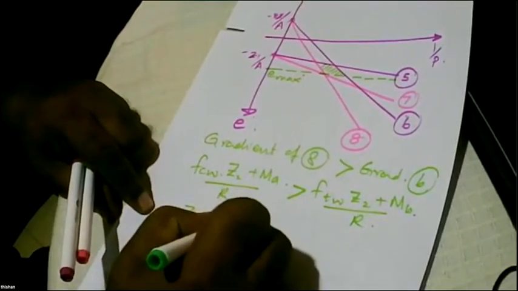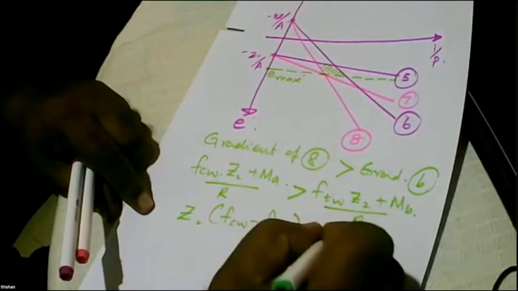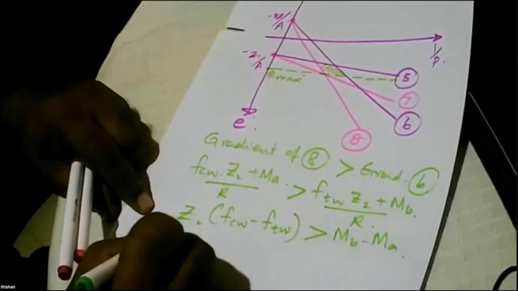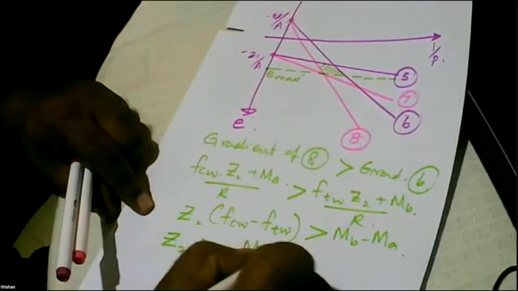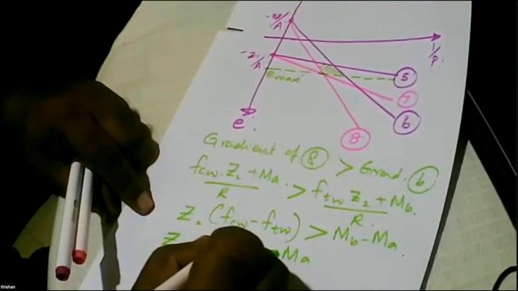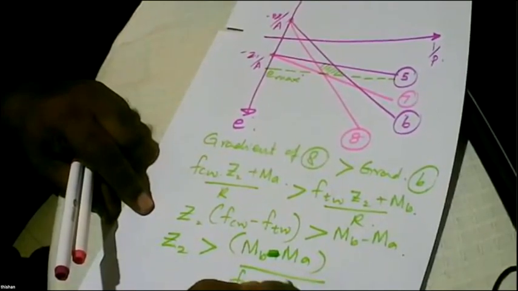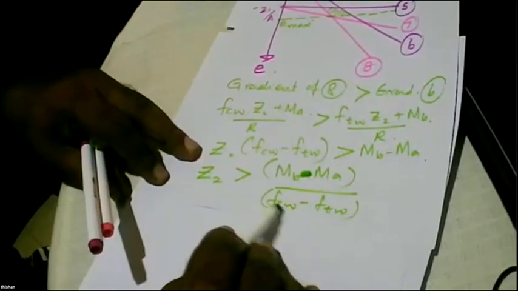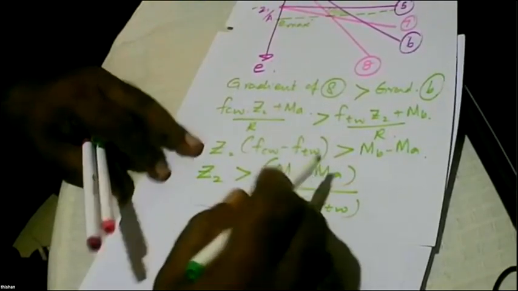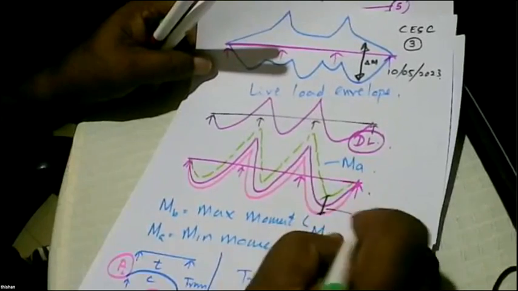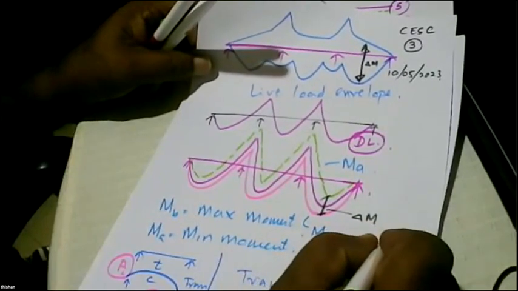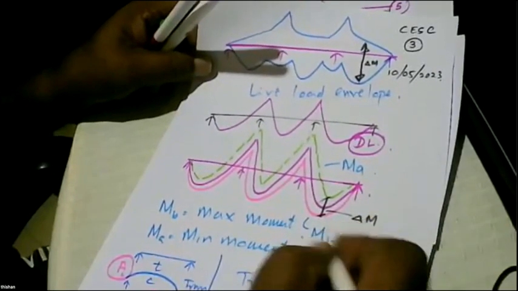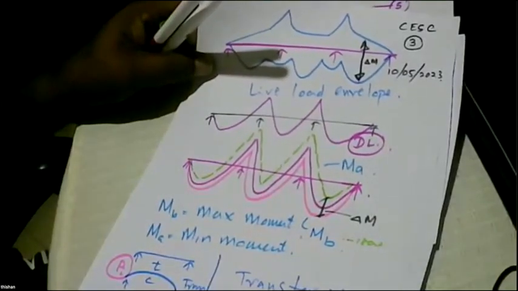Then we can say Z2 times FCW minus FTW should be greater than MB minus MA, so Z2 should be greater than MB minus MA divided by FCW minus FTW. Can you see? FCW is positive, FTW is negative, so this is a positive quantity. MB minus MA is again a positive quantity. If you look at the bending moment diagram that we have drawn, this is MB minus MA. MB is say 18,000, MA is 10,000, MB minus MA is 8,000. So you get this equation.